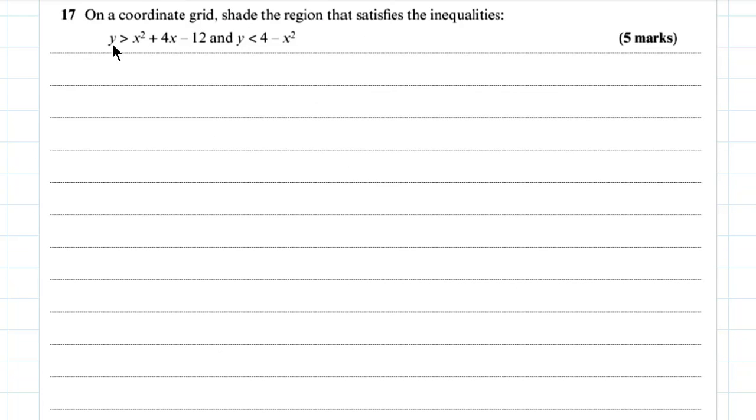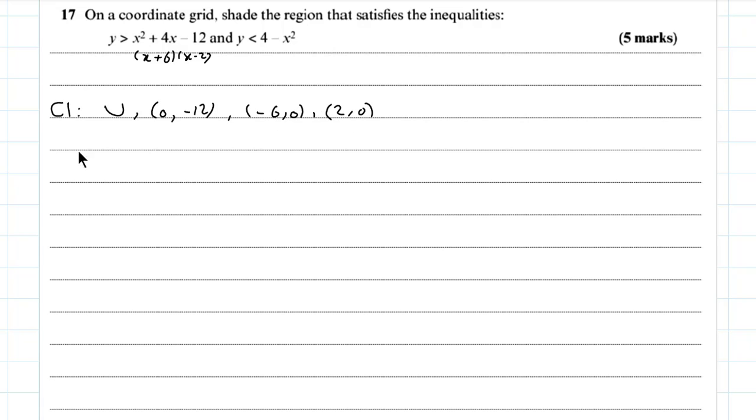17. On a coordinate grid, shade the region that satisfies the inequalities y more than this quadratic curve and y less than this curve. For the first curve, we have the following. Okay, it will be upward, and if x equals 0, y equals negative 12. If we factorize it, it will be x plus 6 times x minus 2. Okay, so the x-intercept will be negative 6 and 0, and the other point will be 2 and 0. The turning point will be in between these two roots.